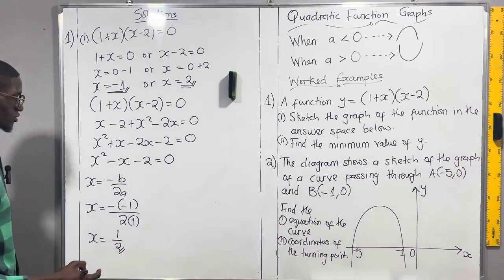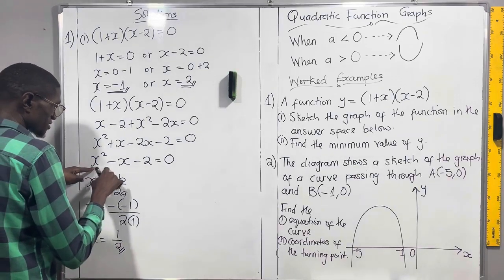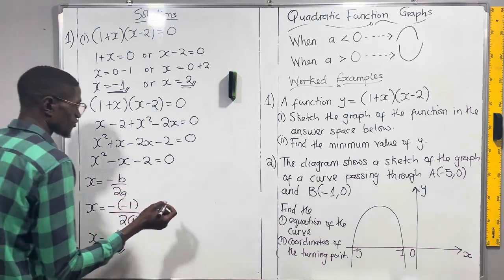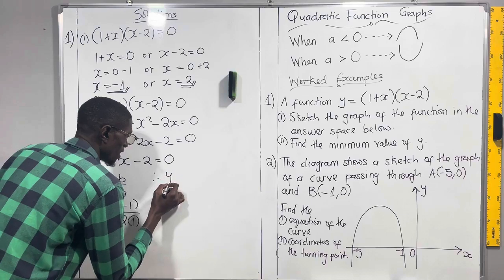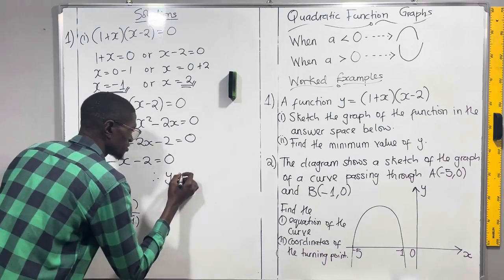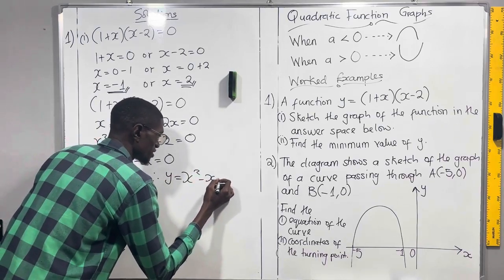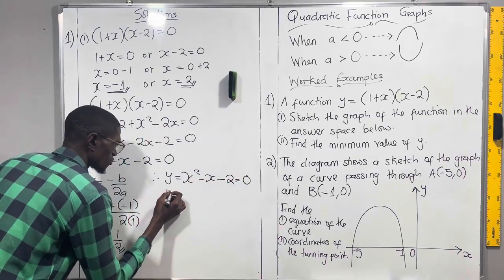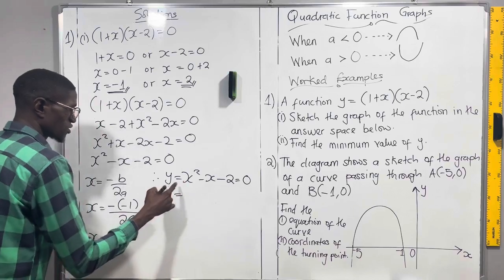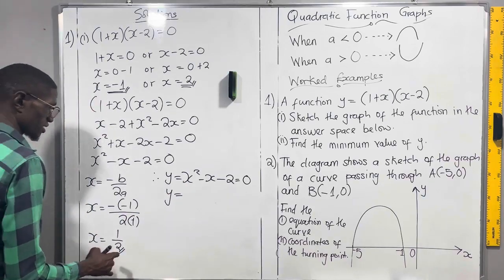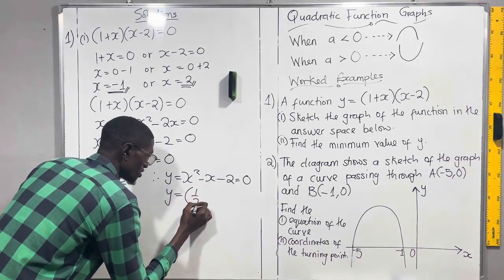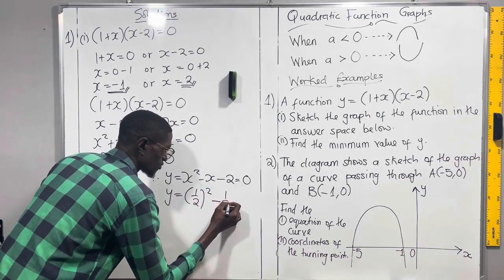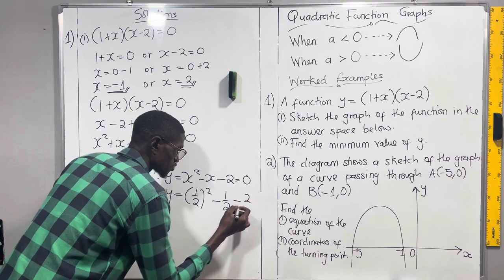Now that we have the x coordinate, we can replace every x in this equation to find the value of y. So we're going to say therefore y is equal to this equation, x squared minus x minus 2 is equal to 0. So y is equal to, where there is x, we put that one. So we're going to say 1 over 2 squared minus 1 over 2 minus 2.